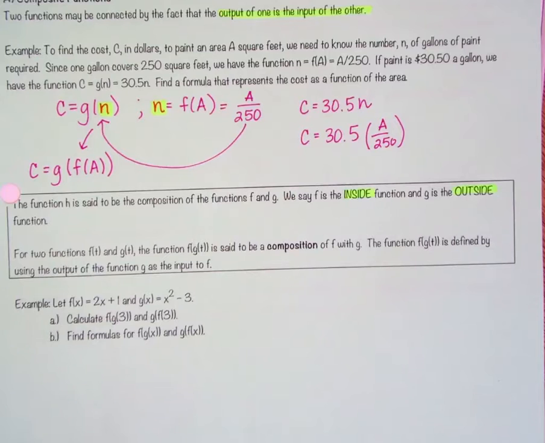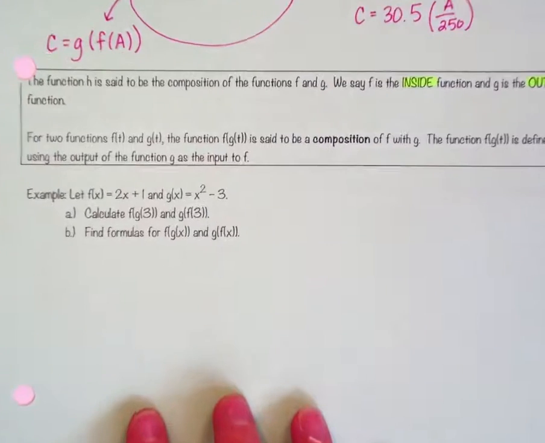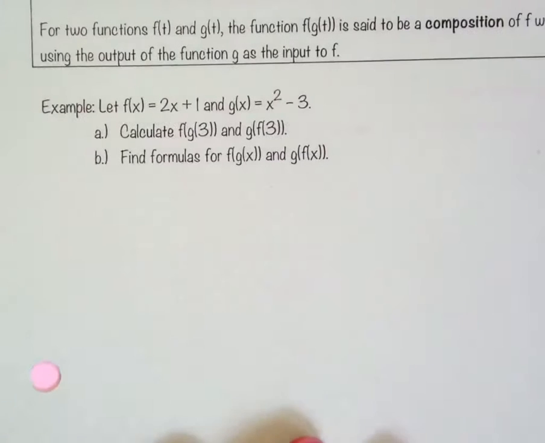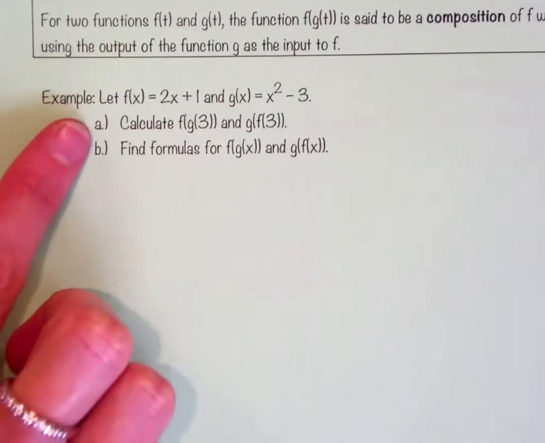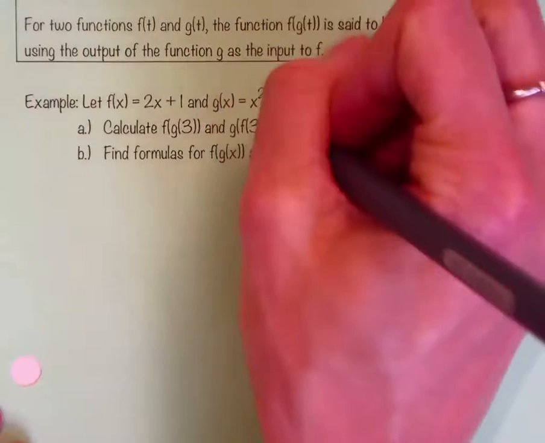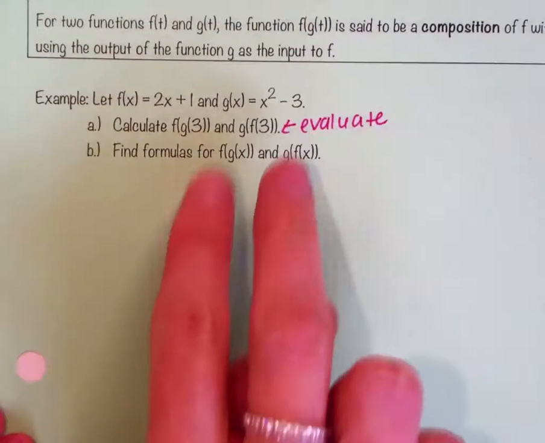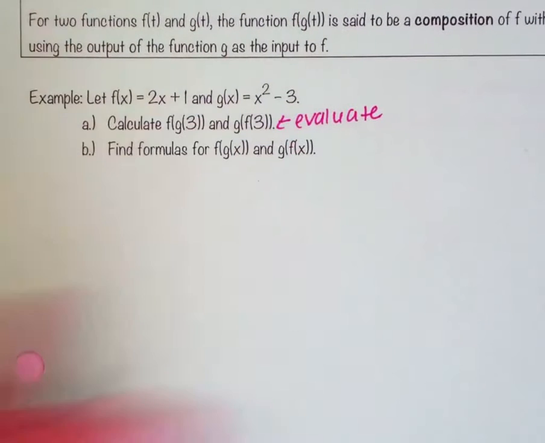So let's put this together in more of an algebraic sense by looking at this example right here. Okay, so two functions are given, f and g, 2x plus 1 and x squared minus 3. So the first example that we are going to look at is more of an evaluate example. So we will have a numerical answer here because we have a numerical input.